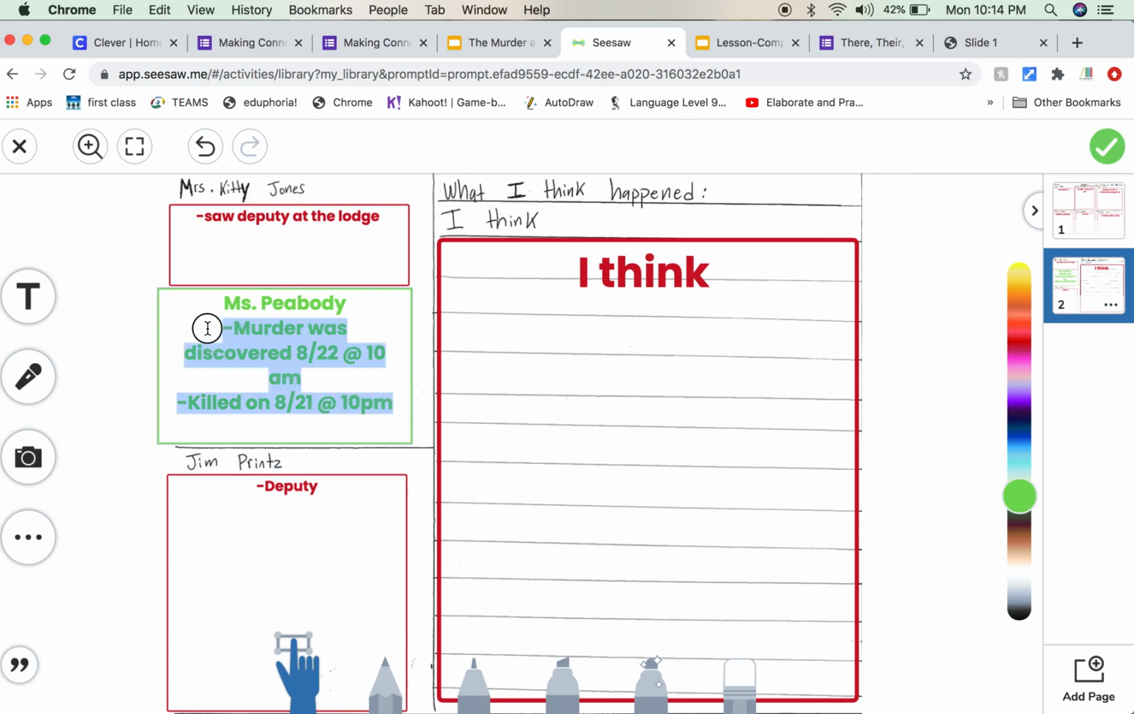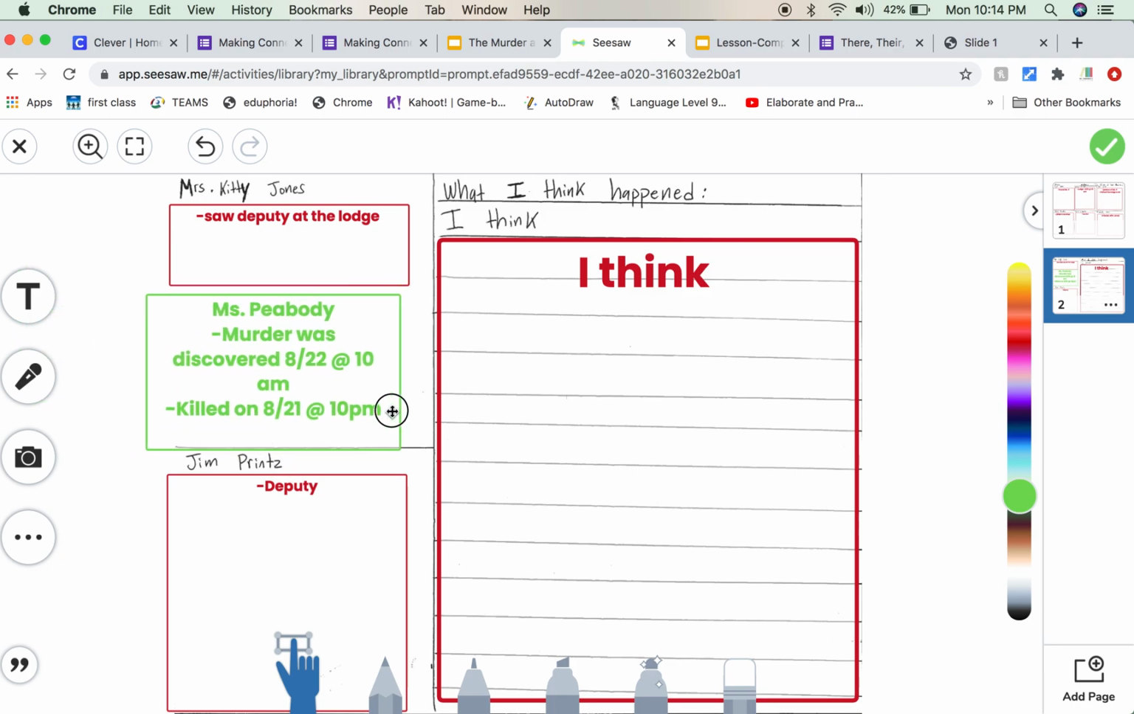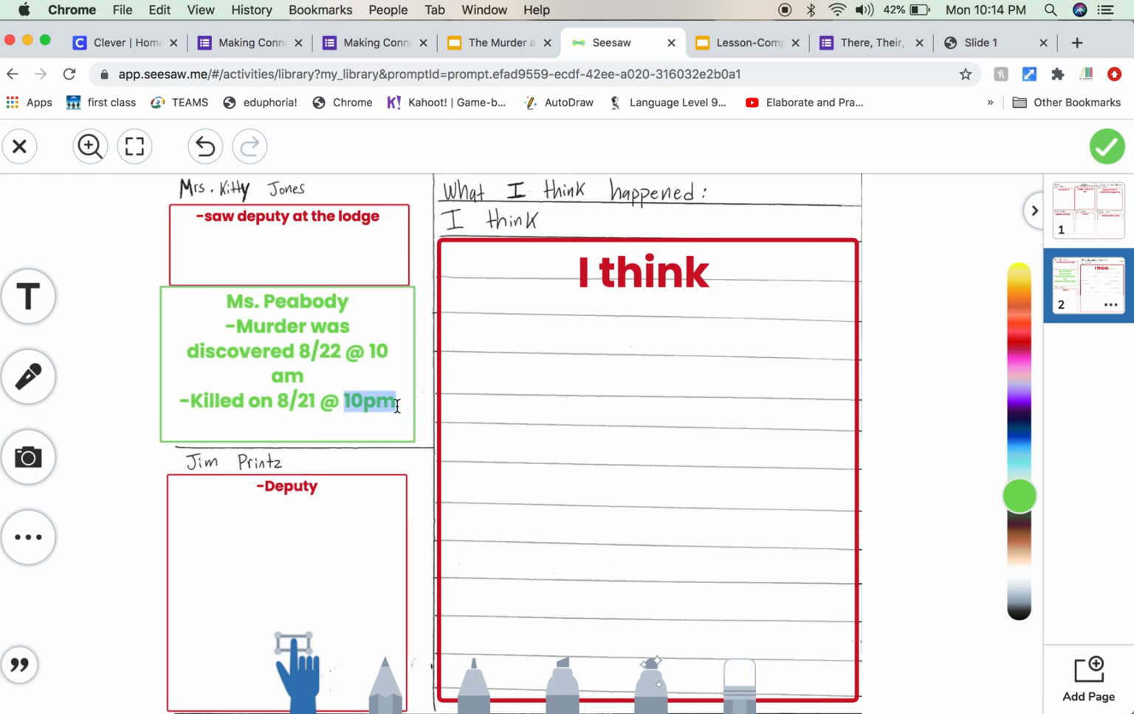Fill out your information on Miss Peabody. She's not a suspect, but we do need to write down when she was killed and when her body was discovered. So if you have these two clues written in the Miss Peabody box, you are ready to move on. If you're not, keep writing. But I highlighted right here. Now let's go back and look at our next clue.